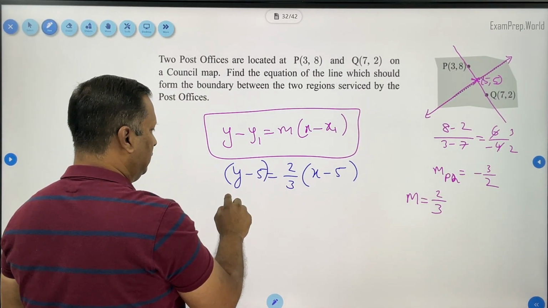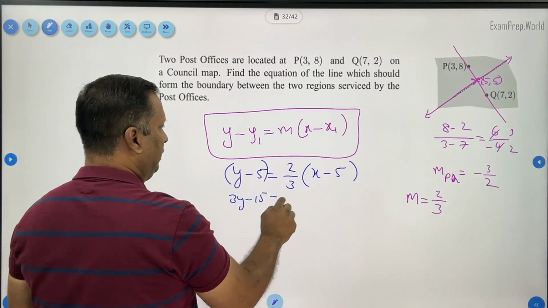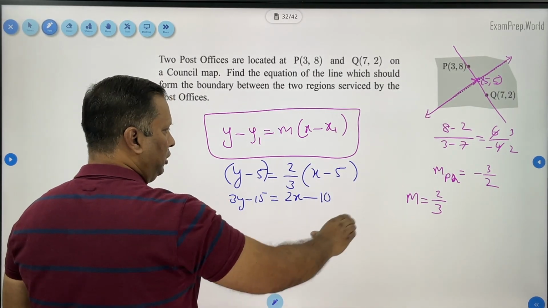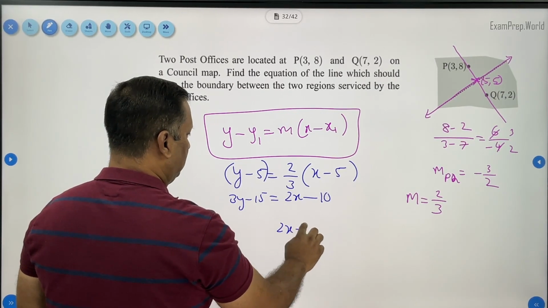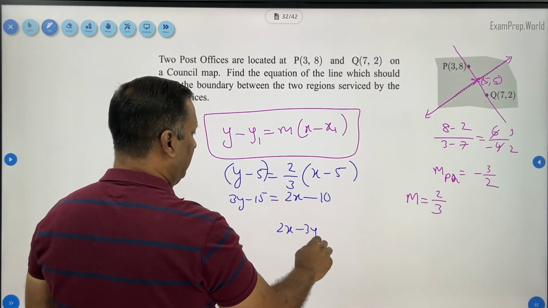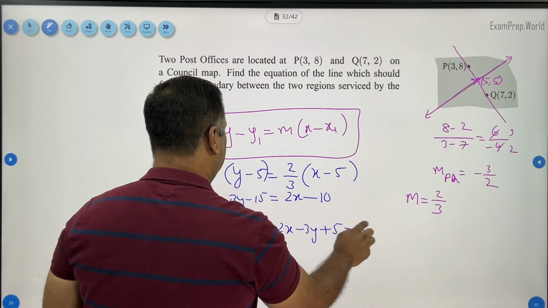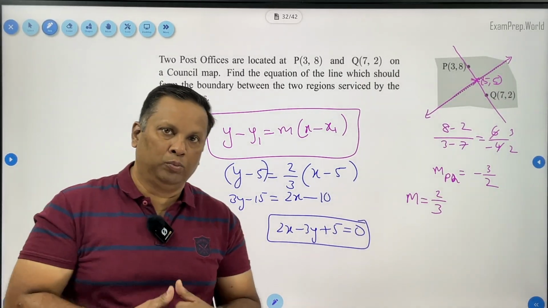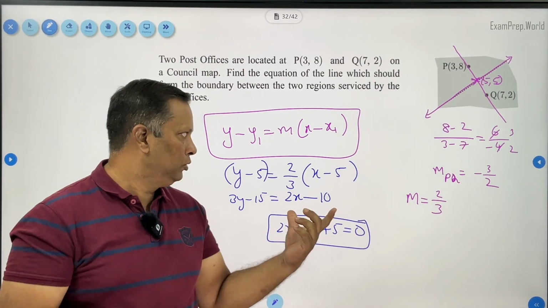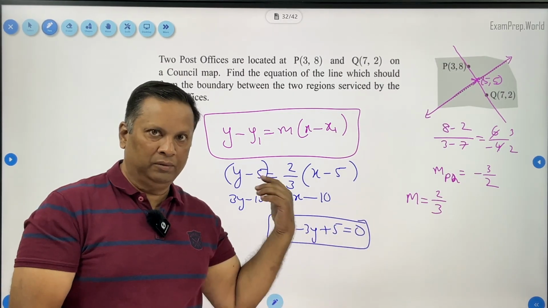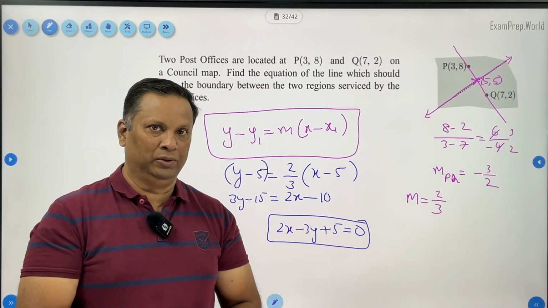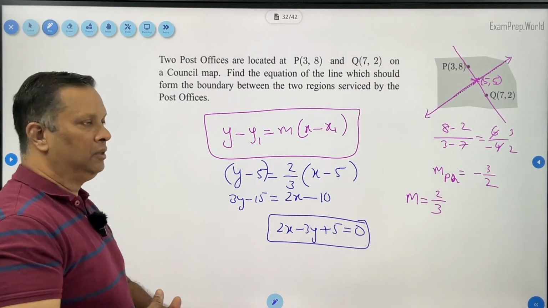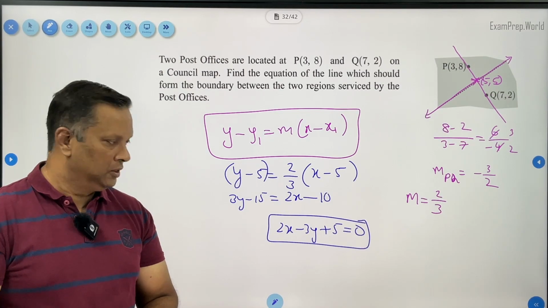Multiply 3 with this. 3y minus 15 equals 2x minus 10. 2 multiplies with both of them. Get all these things on this side. 2x minus 3y minus 15 will become plus 15 plus 10, equal to 0. So this is the equation of the boundary which separates the two post offices. It was easy to do. These kind of questions we have done in previous videos, isn't it? So pause, note it. Done.